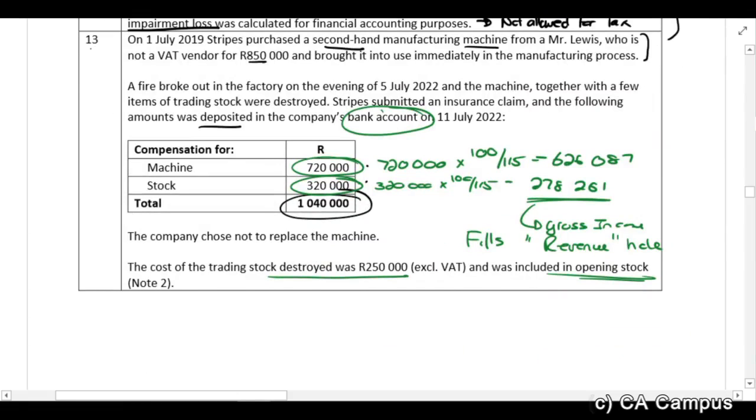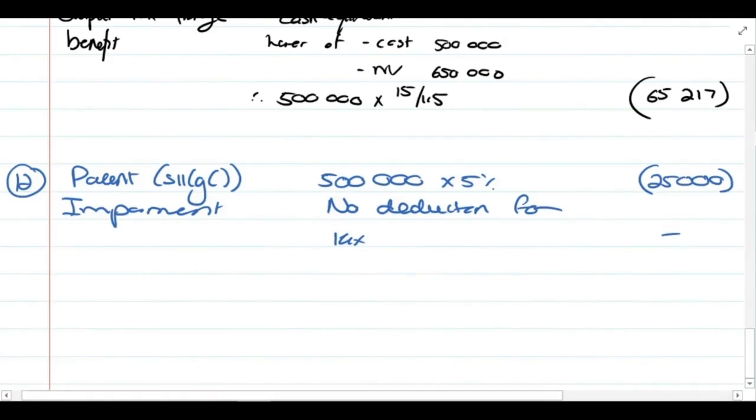All right, so number 13. On the 1st of July 2019, they purchased a second-hand manufacturing machine from Mr. Lewis, who was not a VAT vendor, for $850, brought into use in the manufacturing process. Then a fire broke out, and stock and the machine was destroyed, and they received $1,040,000 from the insurance company. Okay, so let's do number 13.